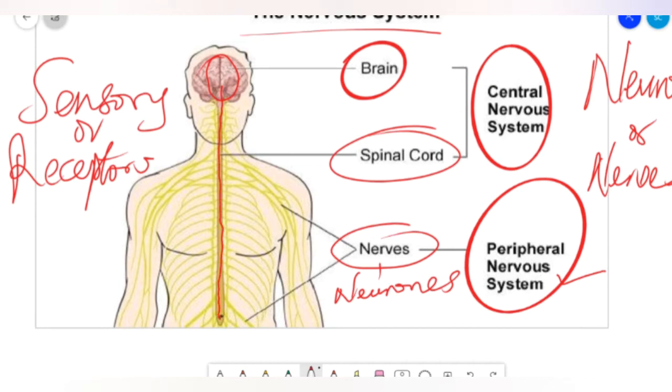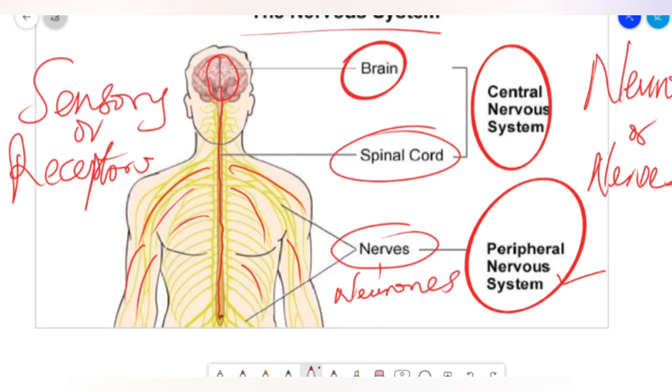So because of the position of this part of the nervous system, we say that it is the central nervous system. It falls at the center. The nerves are the part of the system that is found at other parts of the body. You can see the nerves at different parts of the body. These ones are located in every other part of the body. This is the one we call the peripheral nervous system. They are found at the periphery.